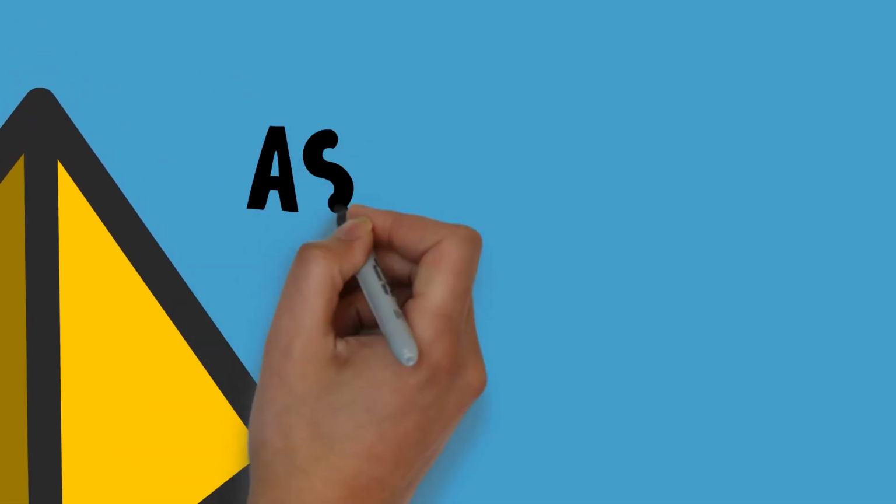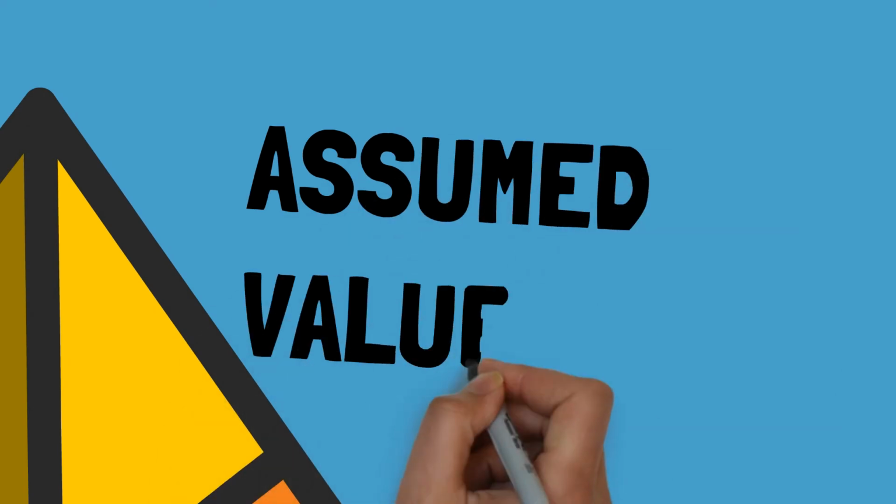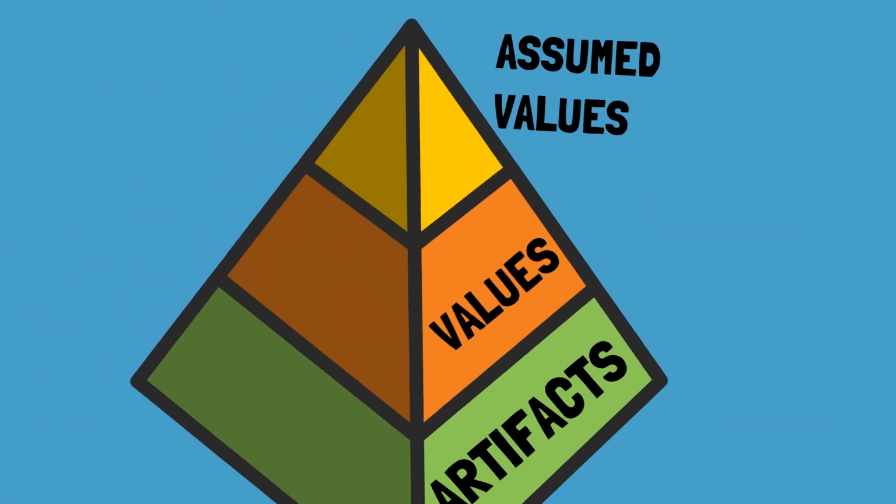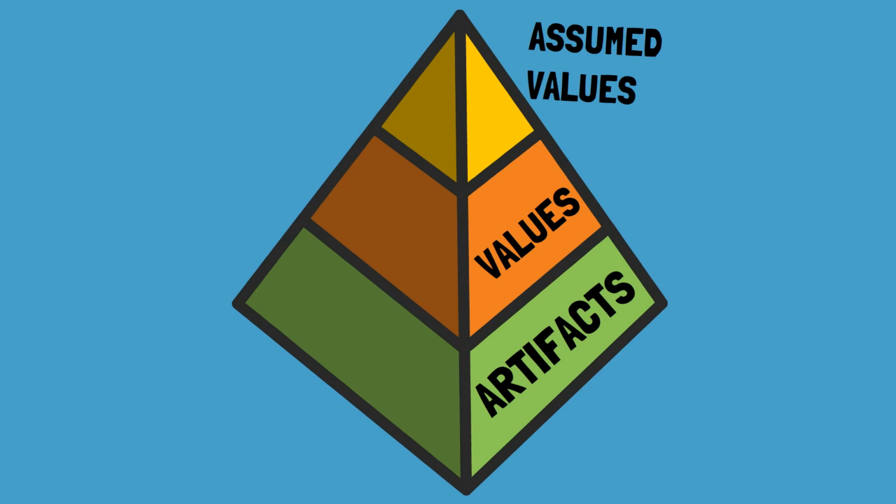The third level is assumed values. Assumed values are the unconscious perceptions employees have about what their employer values. These undercurrents may be communicated through management behaviors regarding what gets rewarded and what gets disciplined, the functionality of teams, or the depth of relationships between staff.